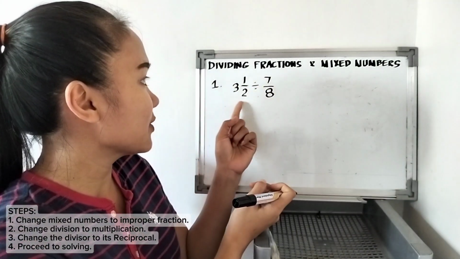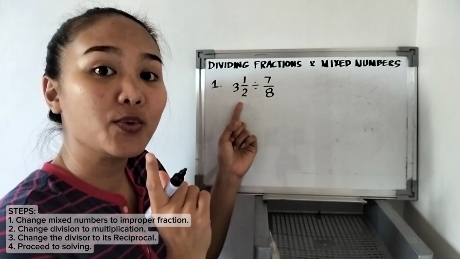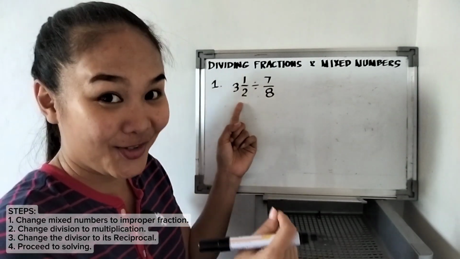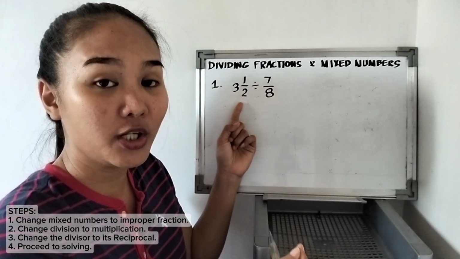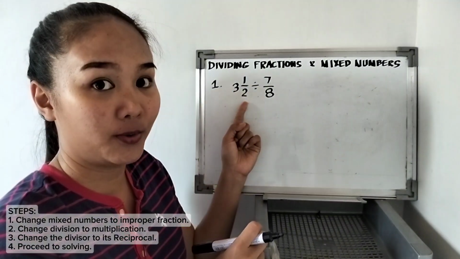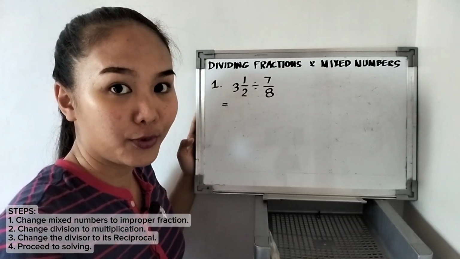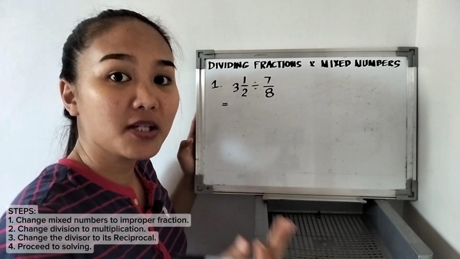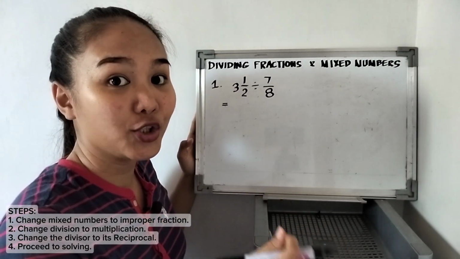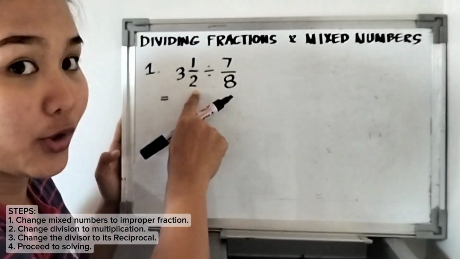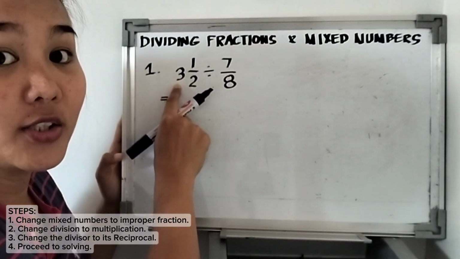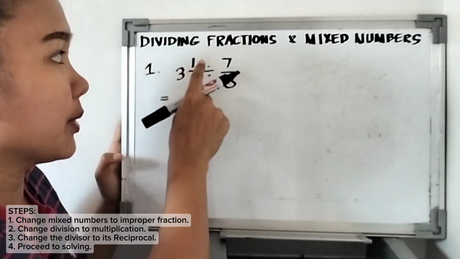Very good. So this one is the mixed number. When we say mixed number, it is a mixture. It's a combination of a whole number and a fraction. So this one is the mixed number. So to review, changing a mixed number into an improper fraction: you're going to multiply the denominator by the whole number and the product you're going to add to the numerator.